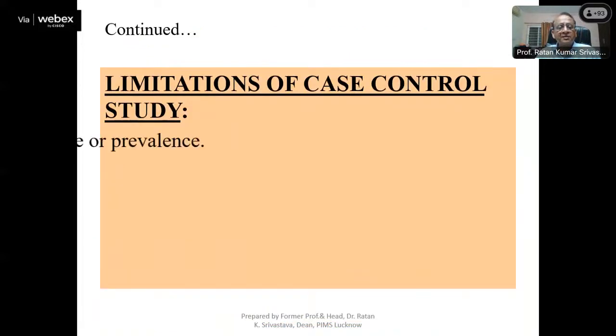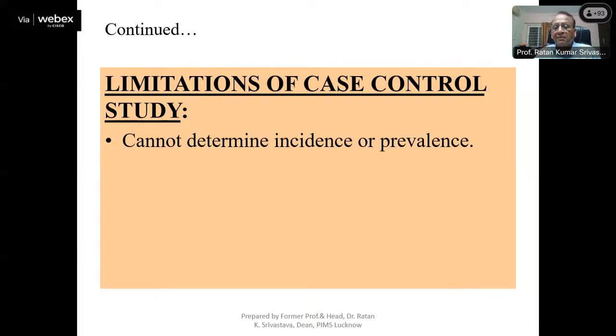Limitations of case control study. You cannot determine incidence or prevalence in a case control study. I told you, because you do not see disease occurrence. You take a retrospective study, so you cannot calculate risk difference, and you cannot calculate risk ratio.